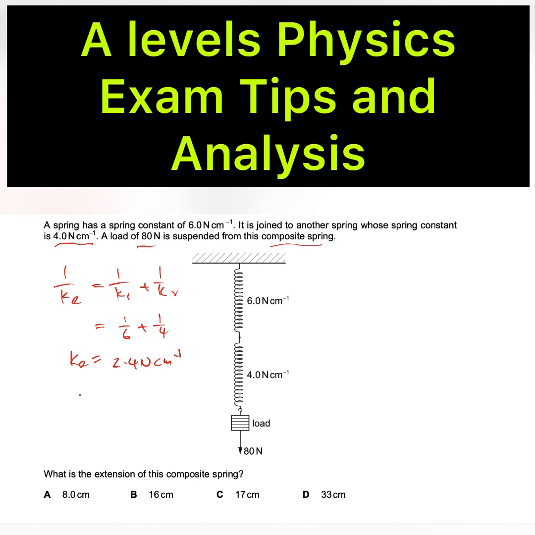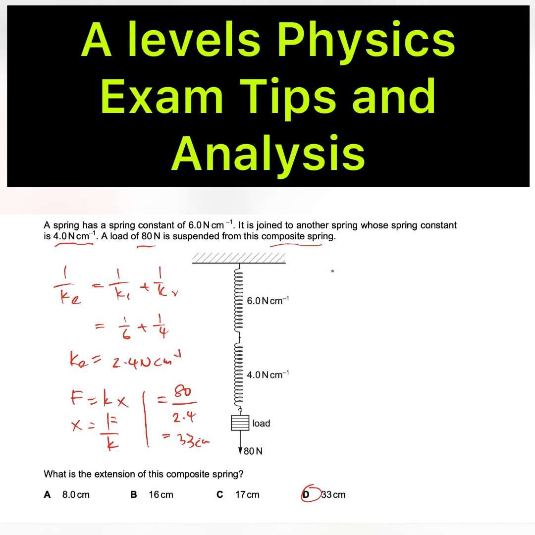And then you can apply Hooke's law, F equal to Kx. We are looking for the extension, so x is actually the ratio of F over K. The force that we apply is 80 Newton, so 80 divided by 2.4. After you divide, you find that 80 divided by 2.4 will give you 23. Okay, so the answer will be D.